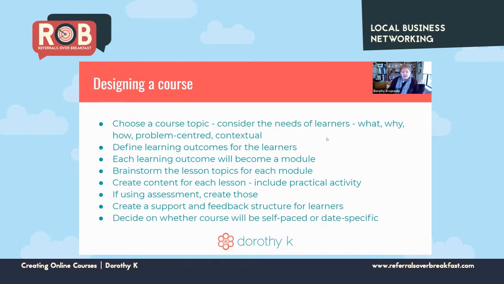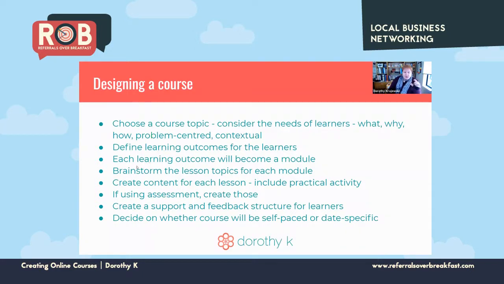Now, a learning outcome is something that says at the end of this course, the learner will be able to... So it's got to be a practical how, doing word phrase. So at the end of this course, the learner will be able to speak Spanish, for example. So what is the actual doing thing they're going to be able to do at the end of this course?